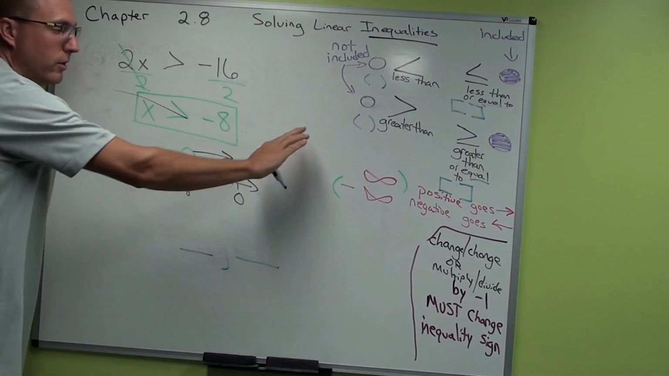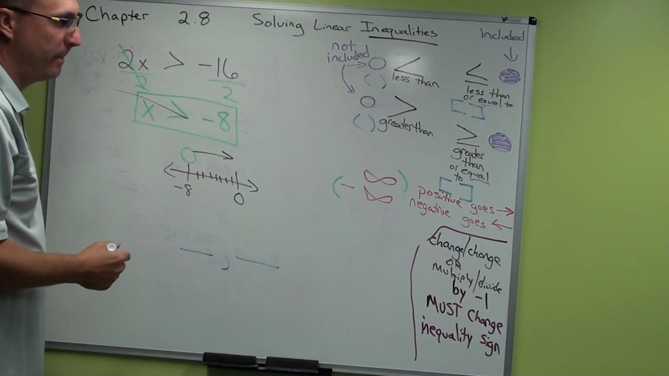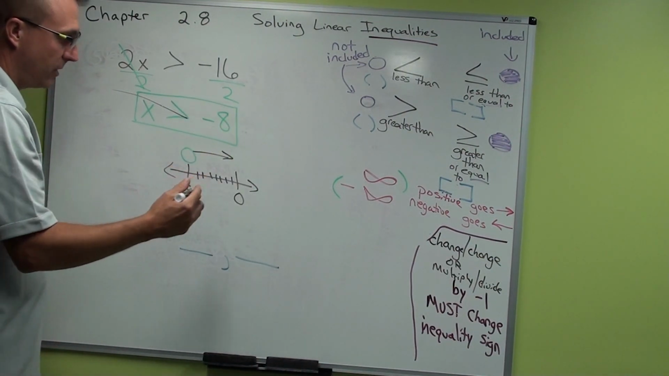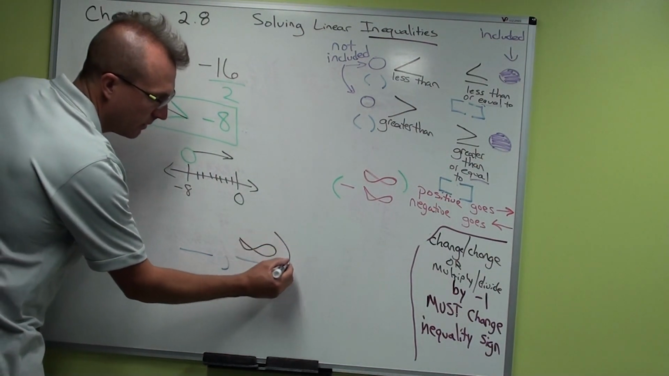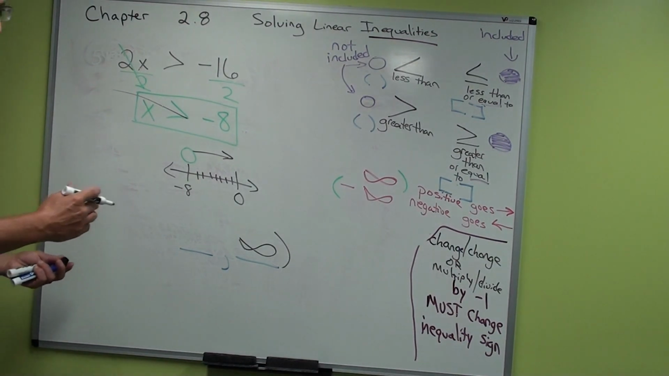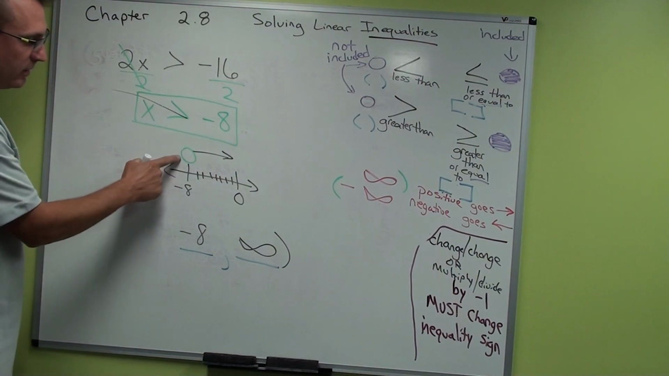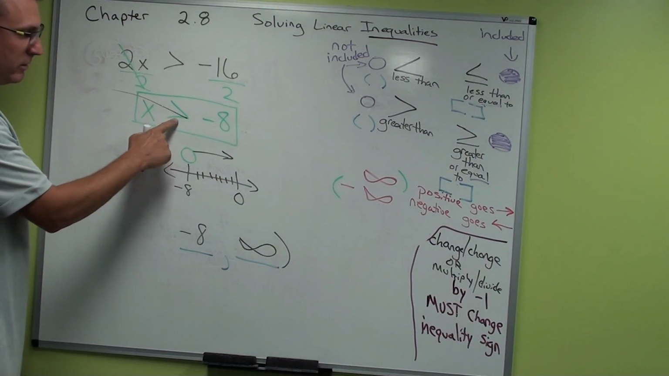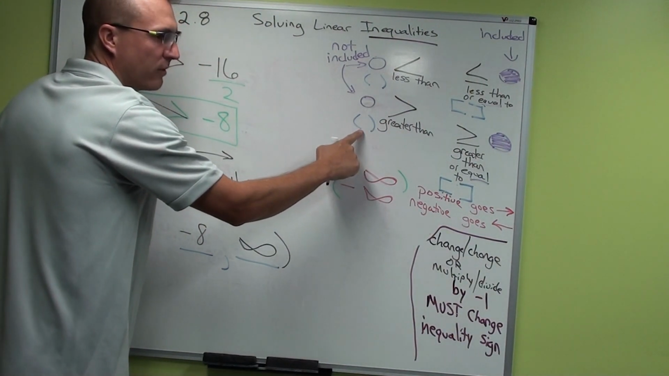If it's going to the right, is it a positive or negative infinity? If you said positive, you're right. So we put positive on the positive side, and we leave that there. The next part is we put our number in the other spot. Now, it's not colored in. This is greater than. Greater than gets a parenthesis.